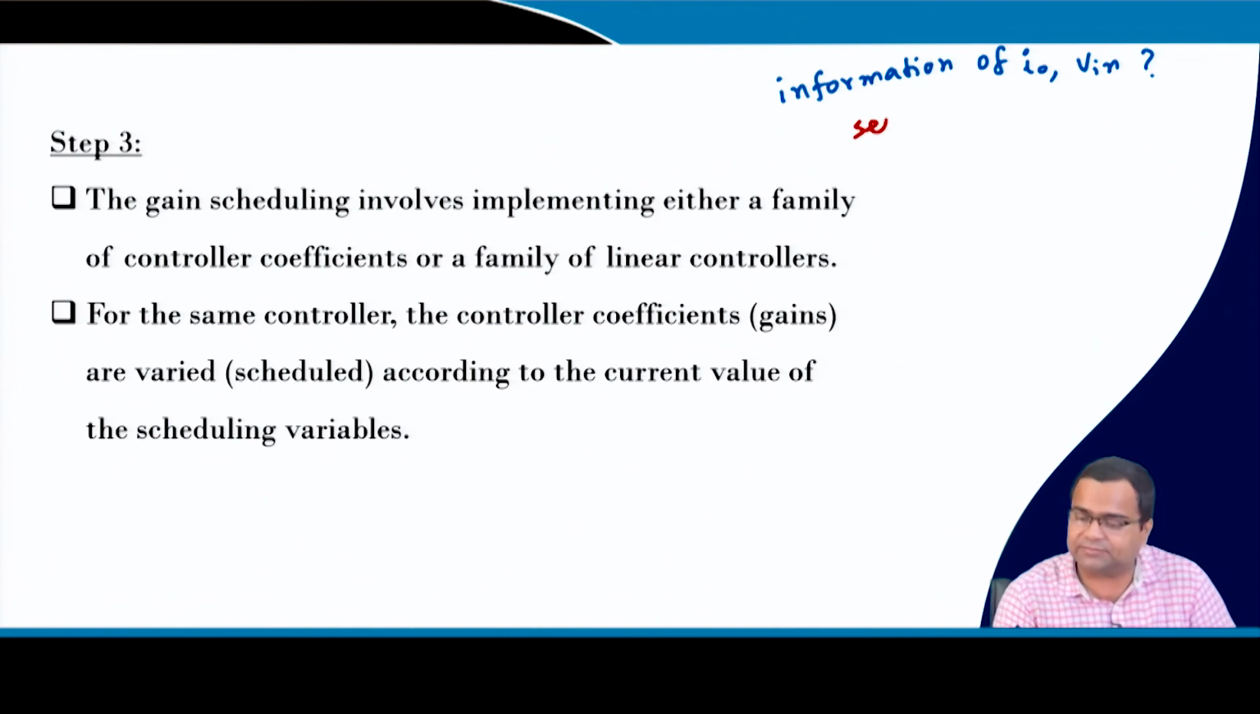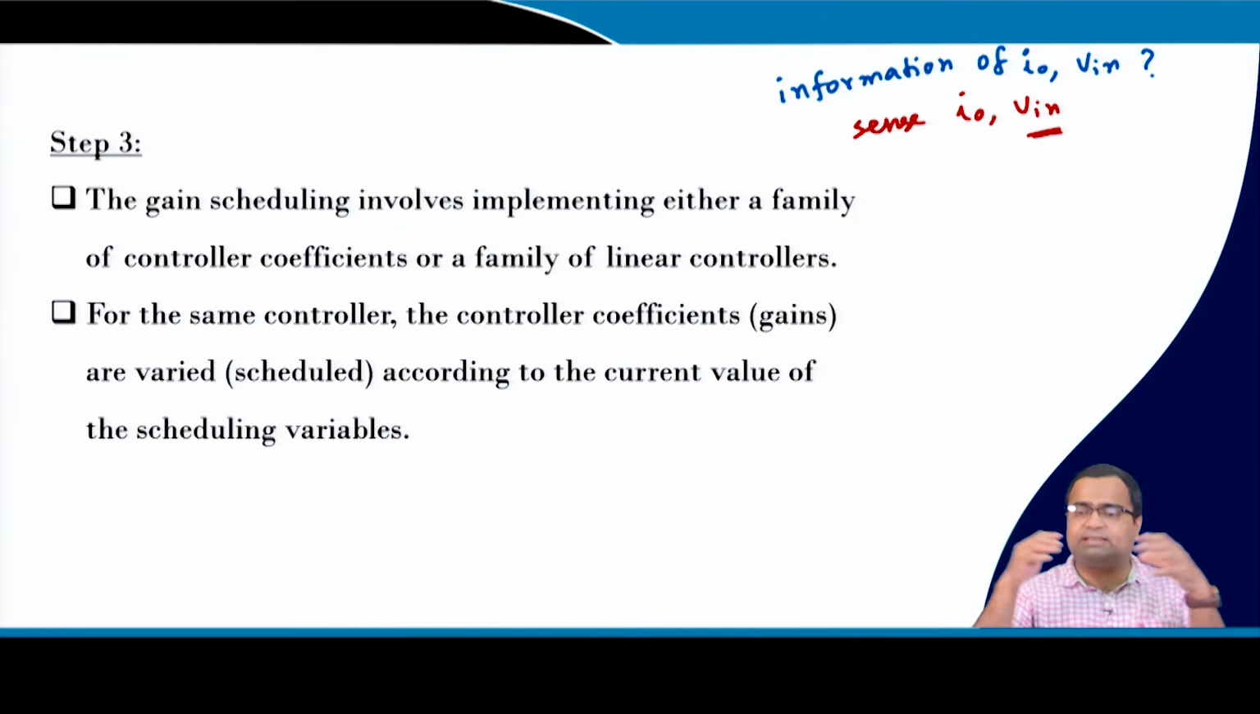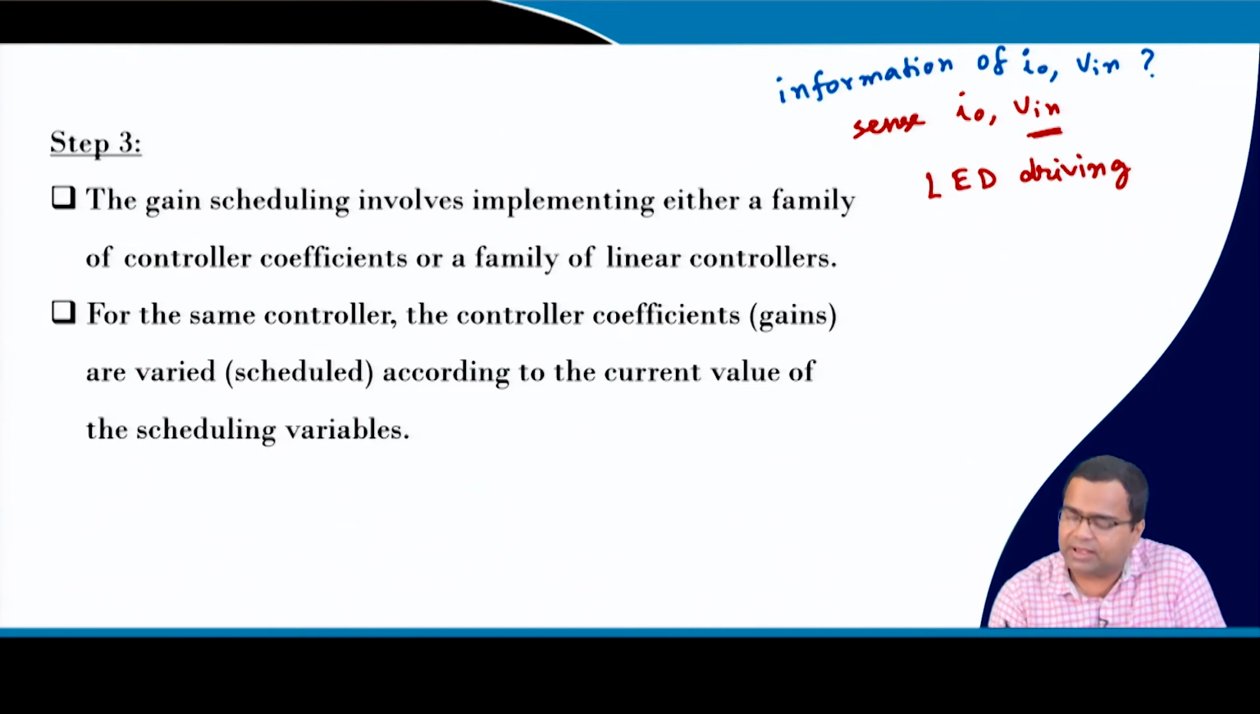That means you sense I0 and Vin. Generally, this Vin sensing is not a difficult task, because if you go to a commercial IC, we can keep that provision for input voltage sensing. But the load current sensing is very difficult, in fact. But if we take, let us say, an LED driving application, a boost converter, let us say you have a boost converter, it has a supply Vin and it is driving an LED load.